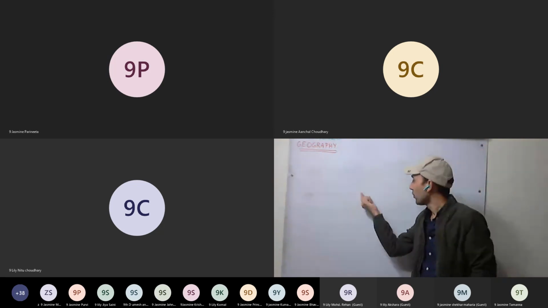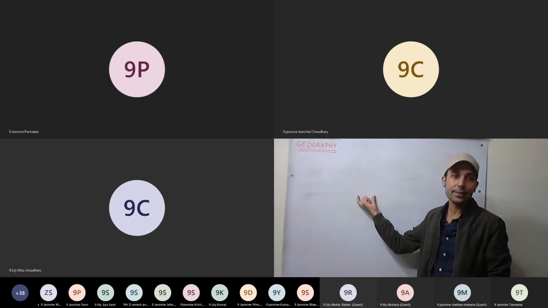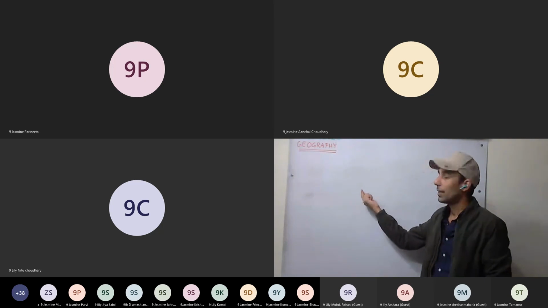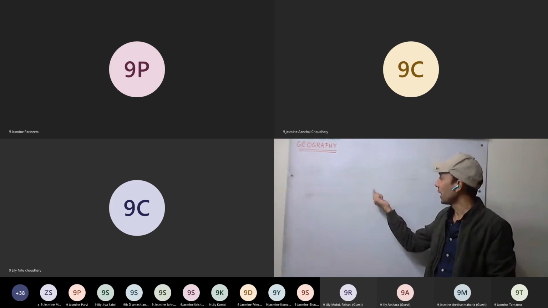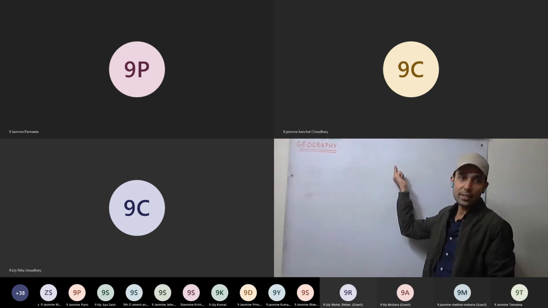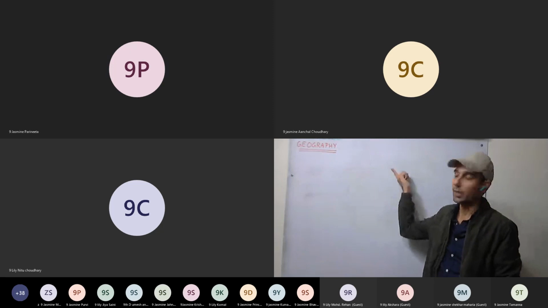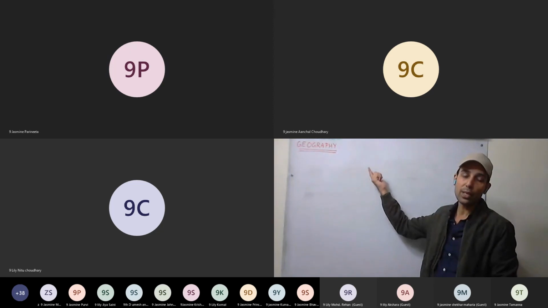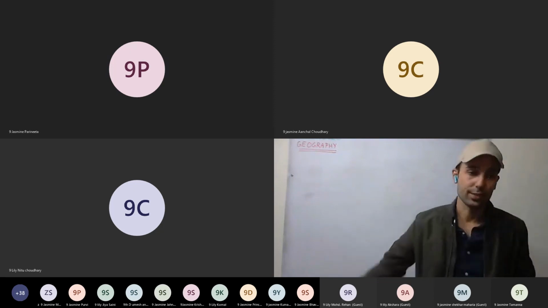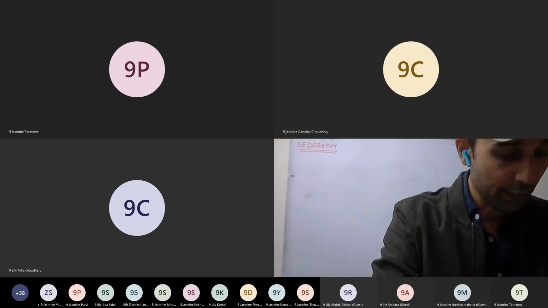The other reason: vertical rays have to travel less distance in the atmosphere. Therefore, less scattering, less absorption, less reflection, and more heat is concentrated on the land. Whereas slanting rays have to travel more distance. Therefore, more scattering, more reflection, more absorption by the atmosphere, and less heat reaches the ground surface. Those two points you can write. Okay.